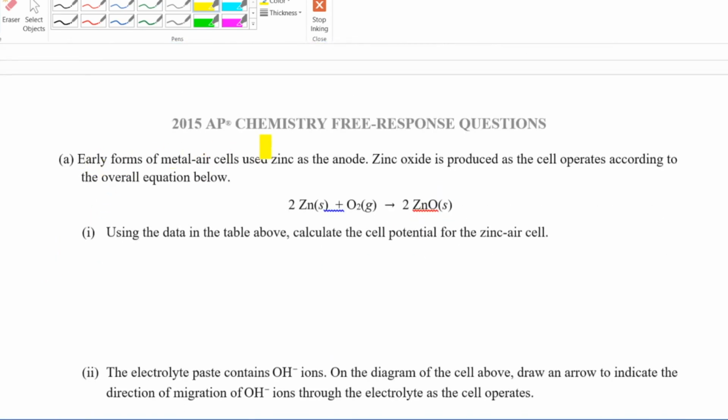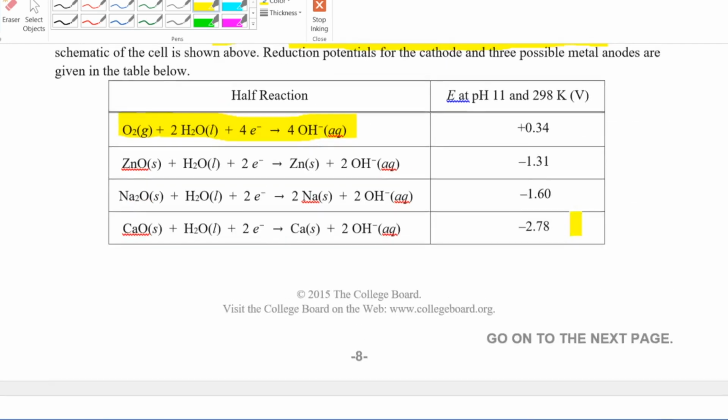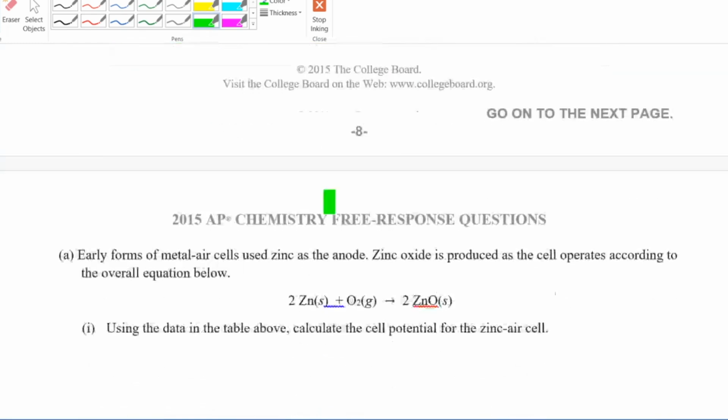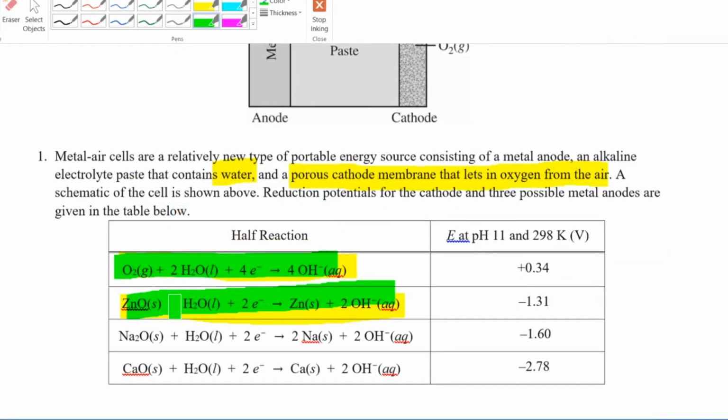All right, A. Early forms of metal air cells use zinc as the anode. Zinc oxide is produced as the cell operates according to the overall equation below. Using the data in the table below, calculate the cell potential for the zinc air cell. So, looks like we'll be looking at these two half reactions. And we have to flip at least one of them. And clearly that's going to be the zinc one, since we need the zinc solid on this side. And when we do that, we negate this. But we also need to multiply this equation by 2, and then we multiply this by -2. This only just gets negated.